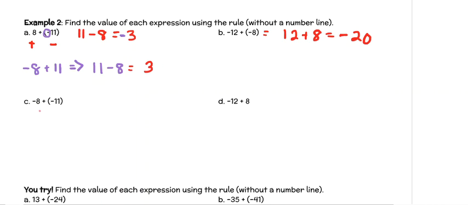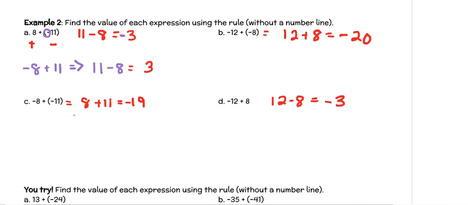C, are they the same sign or different signs? This time they're the same, so you're going to be doing 8 plus 11, which is 19. And because they're both negative, you're going to make your answer negative. And last one, D, -12 and 8. They're different signs, so you're going to be subtracting 12 minus 8, which gives you 4. And which of them is a higher number? The 12 is a higher number and it's negative, so your answer is going to be negative.